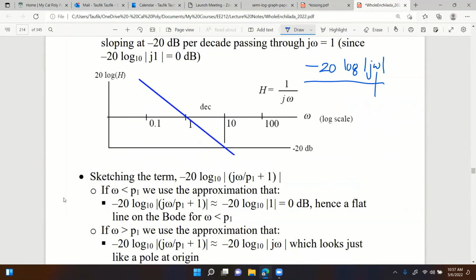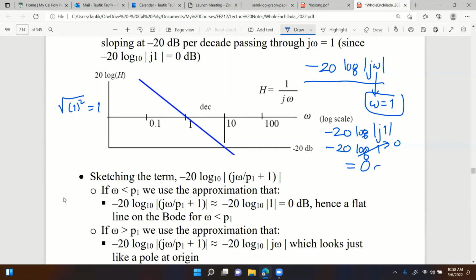I know from this function that when omega is equal to 1, what's going to happen? That's going to be minus 20 log of magnitude of j1. What is magnitude of j1? Anybody? What is the magnitude of j1 equal to? That's equal to 1, isn't it? Magnitude of j1 is equal to 1. That's the imaginary part of the complex number. Right? That's just going to be square root of 1 squared. That's going to be just 1. So the magnitude of j1 is equal to 1. And what is log of 1? Well, log of 1 is equal to 0, isn't it? So therefore, at omega equals 1, it turns out that we have 0 dB.